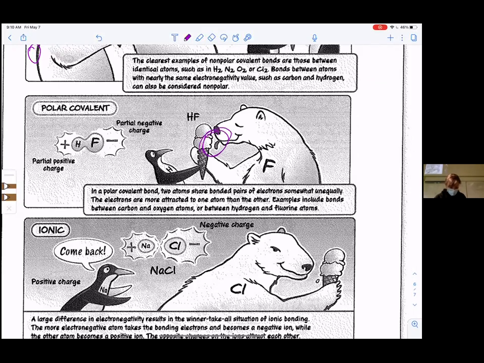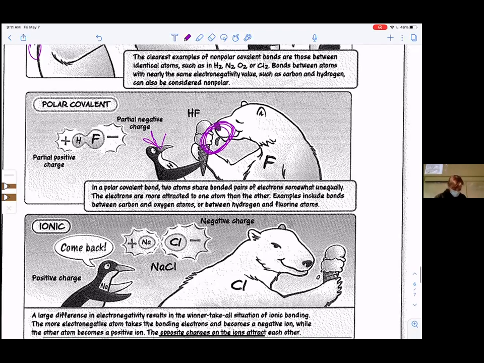You can see the polar bear is getting its tongue on the ice cream, or on the electrons. It's pulling on those electrons harder. And the penguin is like, I'm not gonna totally give you my ice cream. I'm still gonna hold on to it, but you can definitely have more of that ice cream. It's fine. I'll just take a bite. It's cool. We're good. So that's what's happening in a polar bond.